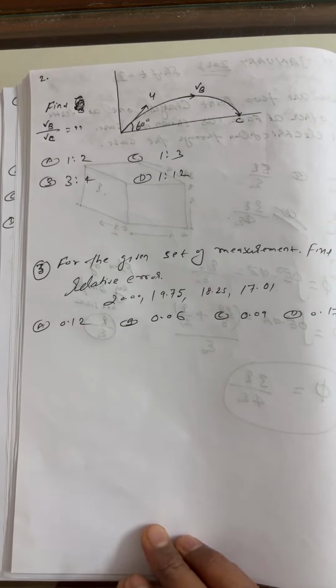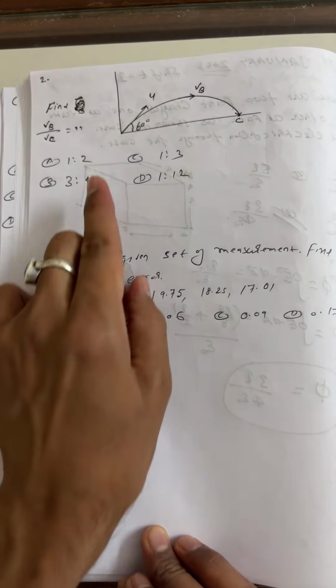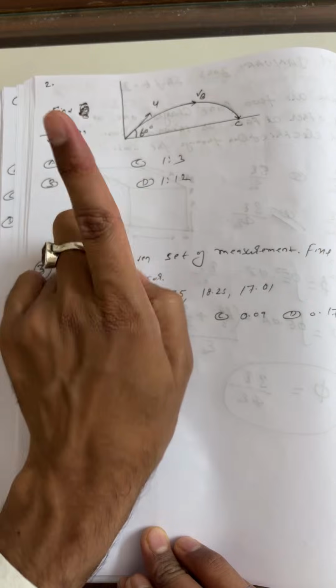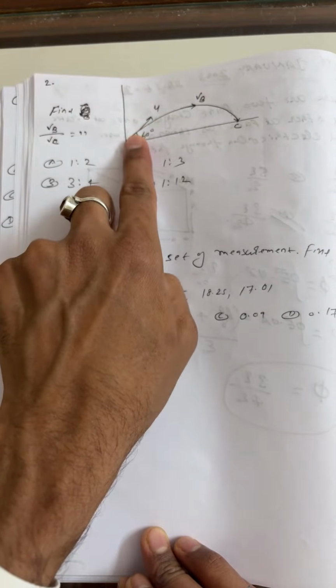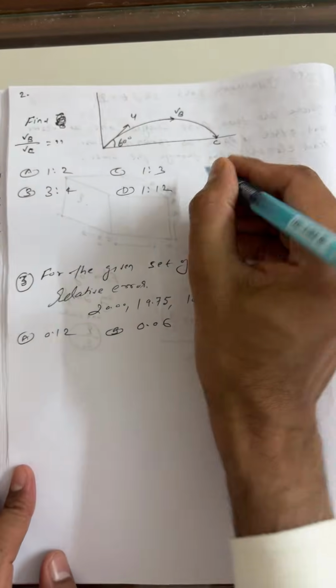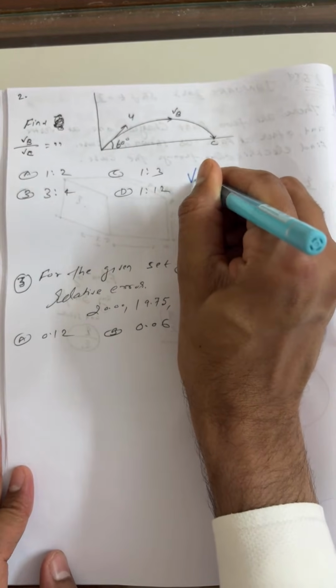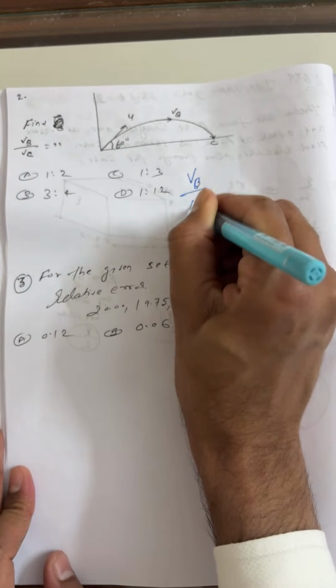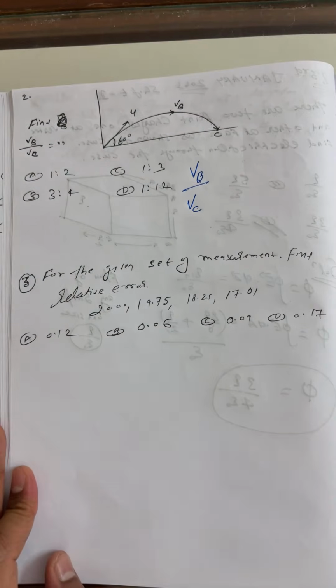If you are projecting any particle with some velocity, which can be anything, the particle will hit the surface with the same velocity. So we got the answer, students. We have to find the velocity at point A upon the velocity at point C.